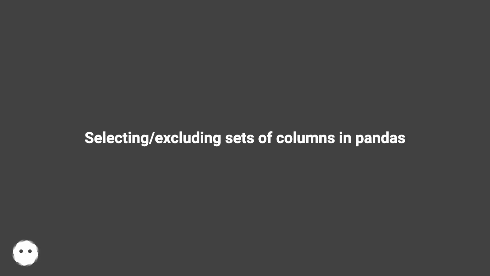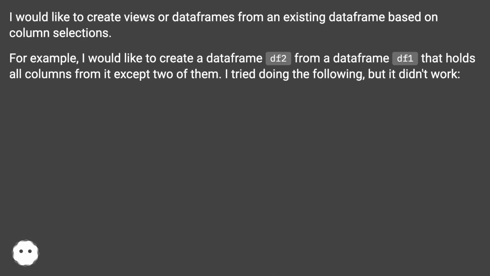Selecting, excluding sets of columns in Pandas. I would like to create views or data frames from an existing data frame based on column selections. For example, I would like to create a data frame df2 from a data frame df1 that holds all columns from it except 2 of them.